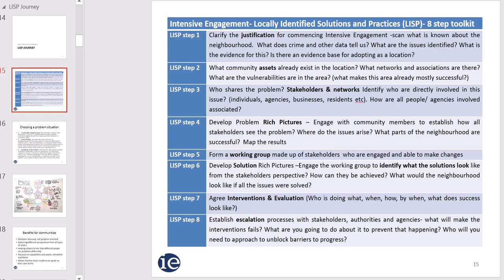The next step, LISP step 2, is to consider the assets that already exist in the location, not just assets in terms of money or buildings, but who and what skills can we access? What networks and associations are already there? We need to think about what's vulnerable about the area, but also what makes a place already mostly successful.